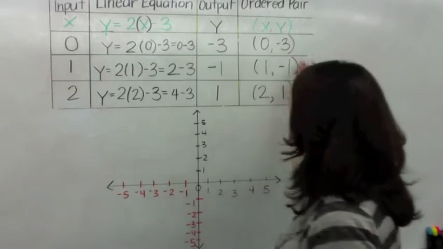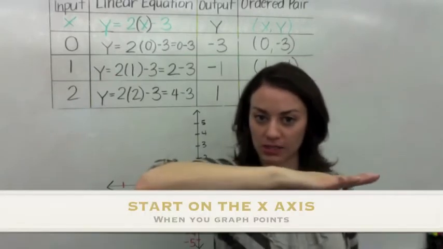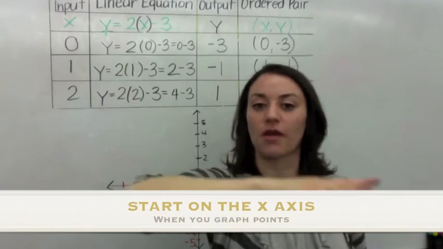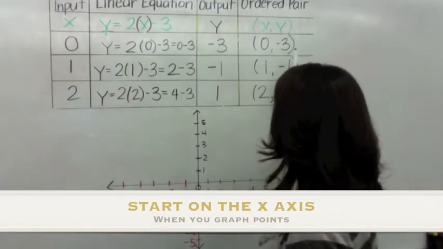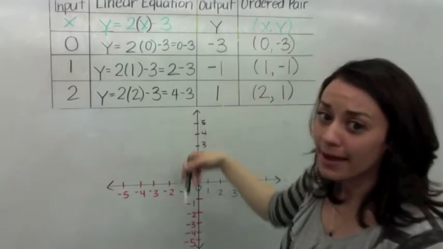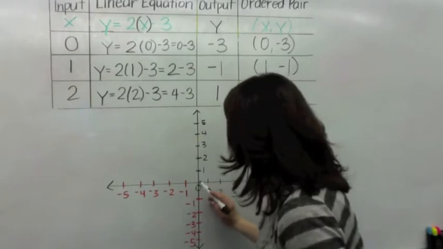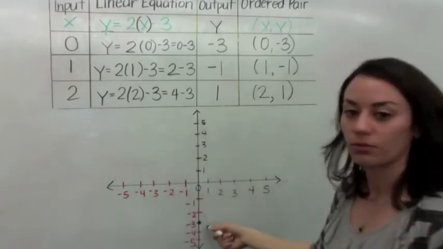So let's take a look. We're at 0, -3. Remember that you start on which axis when you graph points? You start on the x-axis, that's correct. So you start at 0. Then you're going to go up 3 or down 3. I'm going down. You're going to go down 3. So you're at 0, you go down to -3. There's a point right there.